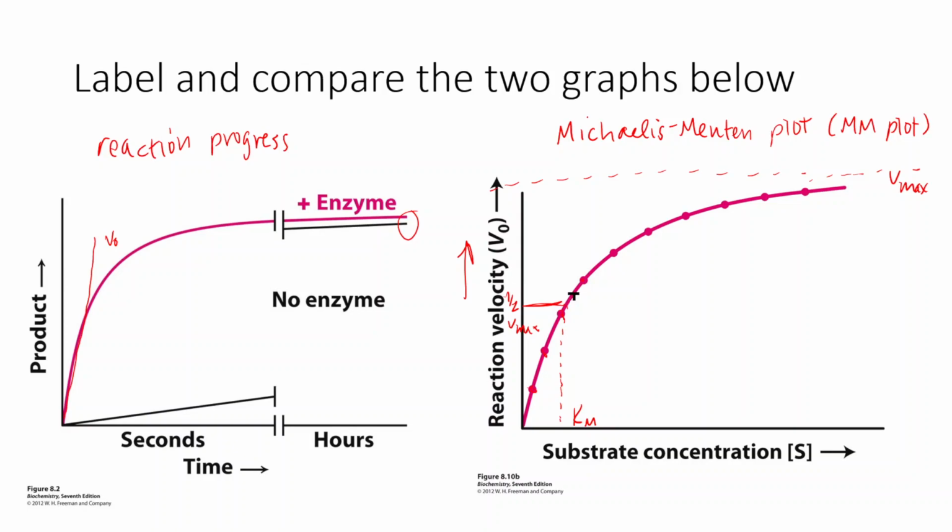And what shape is the curve on our Michaelis-Menten plot? Yeah, it's hyperbolic. Sometimes we can also see sigmoidal curves. It depends on the enzyme that we're looking at or the reaction that we're looking at. But in this case, nice little hyperbolic curve. Any questions about these types of plots in general before we dive into it?